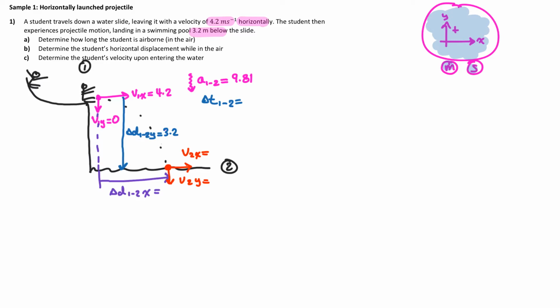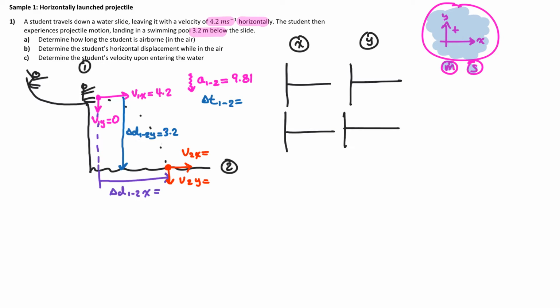So, determine how long this, oh yeah, sorry, some graphs. We need to do some graphs. We're going to do that here. Now we have two sets of graphs. One for x components and one for y components. And we're going to have position, velocity, and acceleration. Let's look at the x component first.